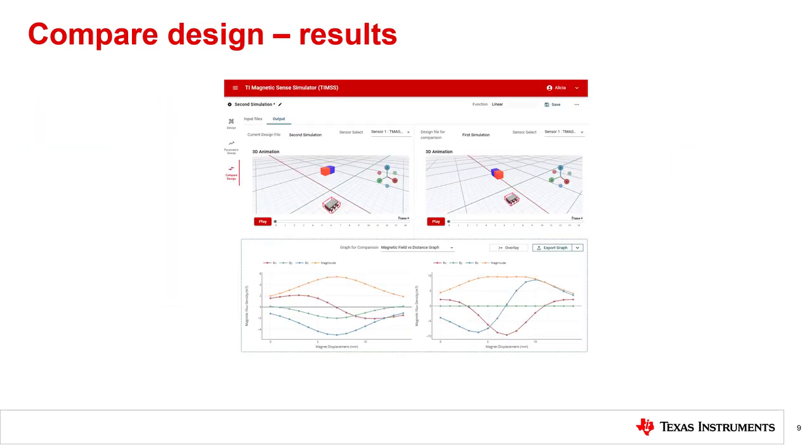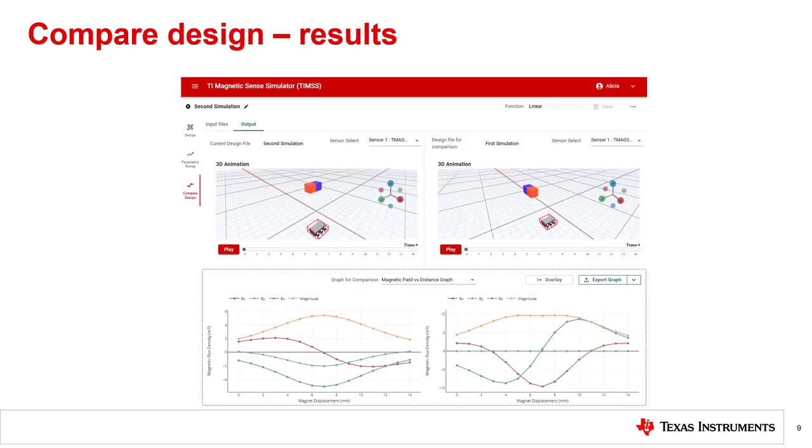Additionally, you can export the results of the selected graph by pressing Export Graph. Pressing Export Both Graphs will export the results of both simulations to the same Excel sheet. Pressing Export Current Design Graph will export the results of the current simulation that is open. In this case, it would be the second simulation. Finally, pressing Export Comparison Design Graph will export the results of the simulation that was chosen as a comparison, which, in this case, would be the first simulation.